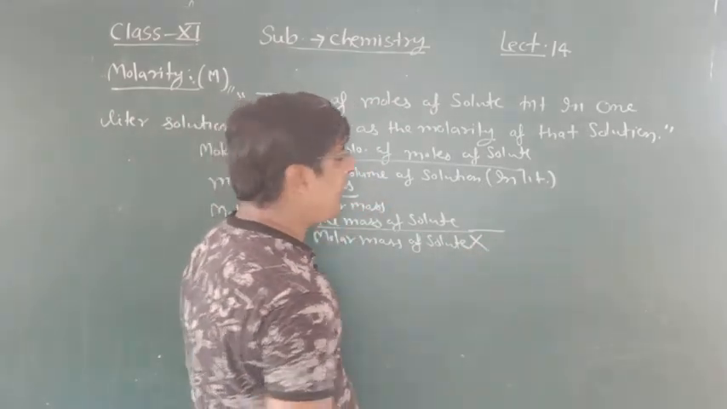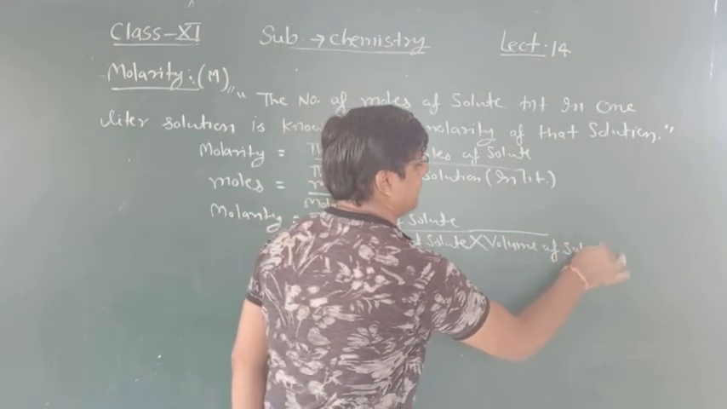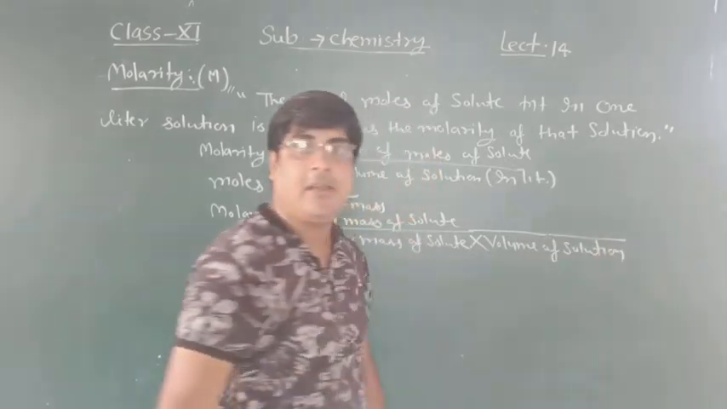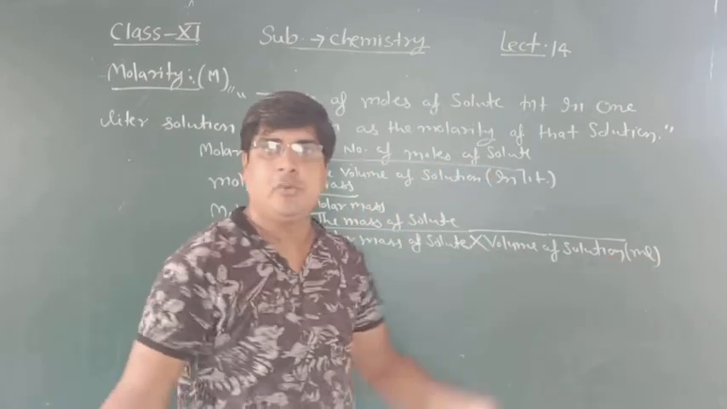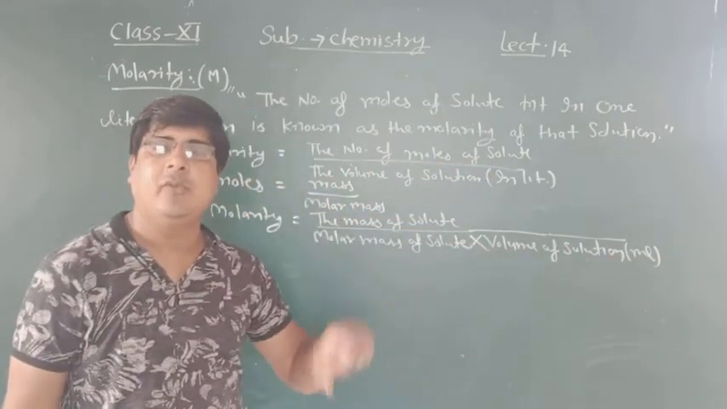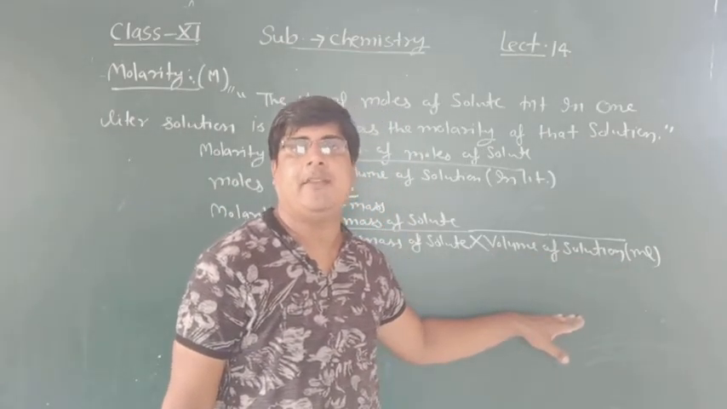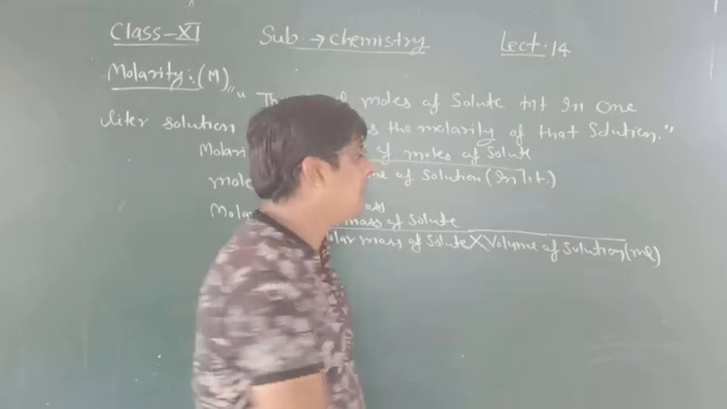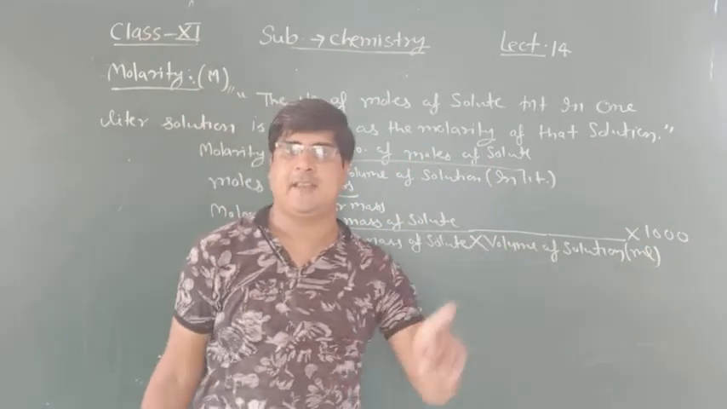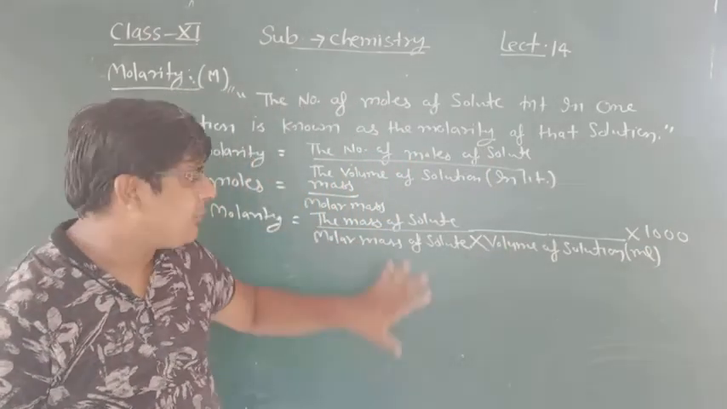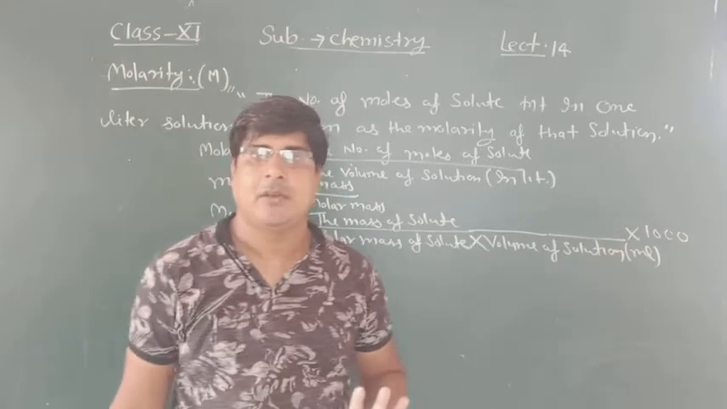Then the volume of solution, and if the volume of solution is given in milliliter, then what will you do? You will have to convert the milliliter into liter. And how will you convert? Divide it by 1000. When you divide it by 1000, the 1000 will go up. Then we will multiply it by 1000 if the volume of solution is given in milliliter. If you are not able to see this, then understand that I multiplied it by 1000, here this is 1000, okay.